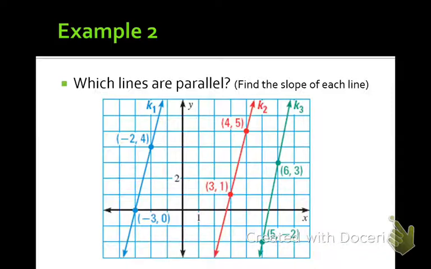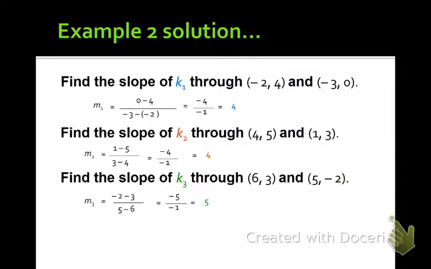Which lines were parallel? Eric. K1 and K2. Let's see. We do the slope of K1, we get 4. The slope of K2 was 4. The slope of K3 was 5.